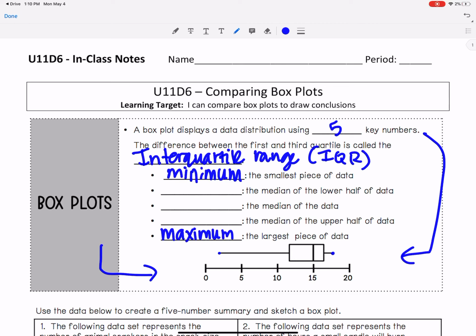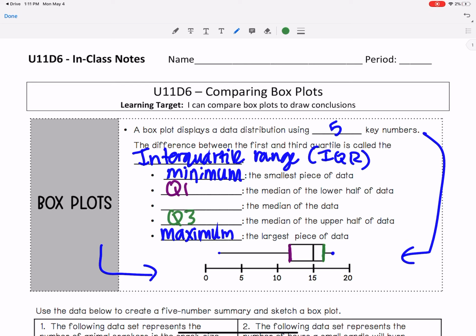All right, so the next thing, and let me switch colors here. The next thing is the median of the lower half of the data. We call that the first quartile. So I'm just going to say quartile 1, or the first quartile. And on your box plot, that's going to be the first line of your box. The next thing, let's switch colors again. The next thing is the median of the upper half of the data. We call that the third quartile. You probably remember that from your last assignment, or quartile 3. That's going to be the last part of your box right here.